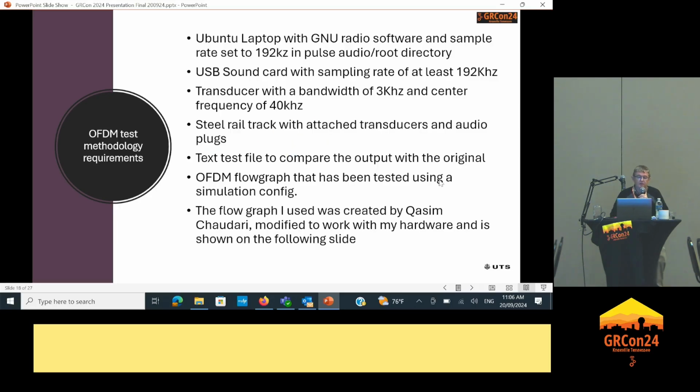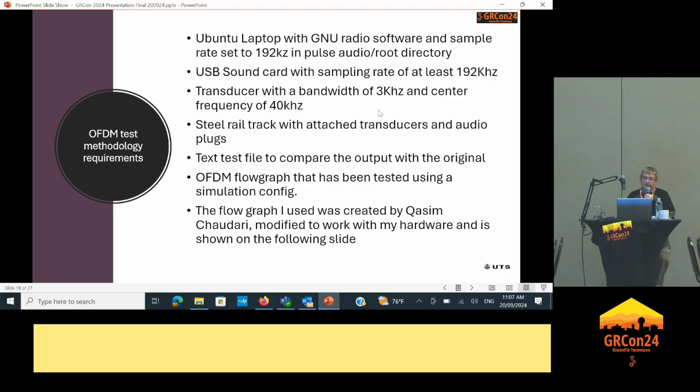So to do the test, I was basically using a Ubuntu laptop with GNU Radio. I do have Radio Conda loaded on my laptop, but changing all the audio settings on my laptop was not something I wanted to do because it might not work after. So the USB sound card had a sampling rate of 192 kilohertz, so I set the sampling rate in PulseAudio to 192 as well.